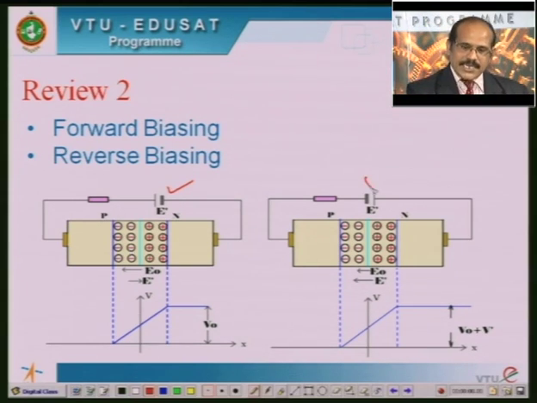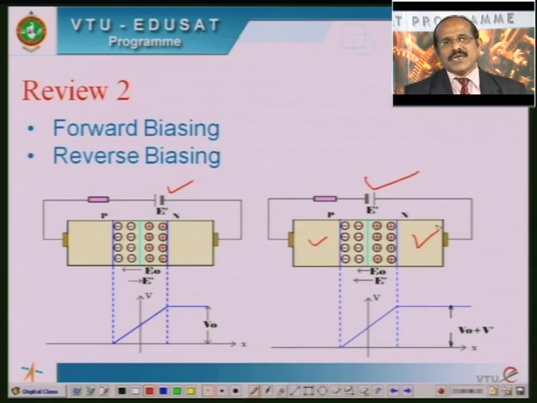In reverse biasing, the negative terminal of the battery is connected to the P layer, and similarly the positive terminal of the battery is connected to the N layer. Due to the application of this negative potential, the holes in the P layer, and similarly the electrons in the N layer, will be attracted by the battery voltage, and therefore the result is an increase in the width of the depletion layer, and the potential barrier will increase. So there will be no movement of majority charge carriers in the semiconductor diode.